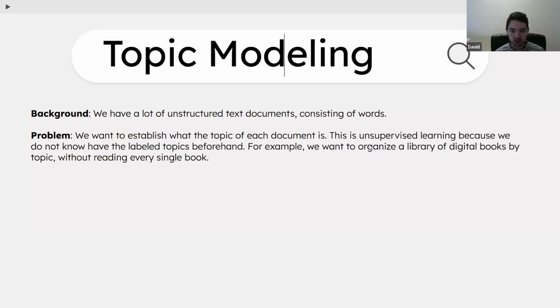And so this is still an unsupervised learning algorithm, similar to k-means or other clustering algorithms, because we don't know the topics beforehand. So we don't need any labels for topic modeling.